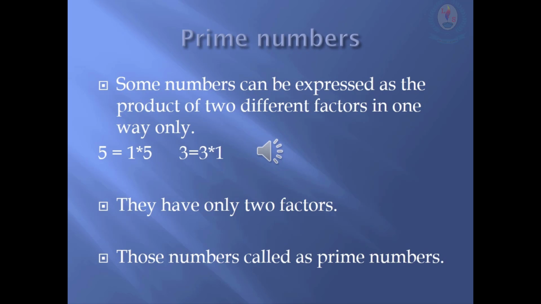We are going to identify prime numbers. Some numbers can be expressed as the product of two different factors in one way only. As an example, 5 we can express as 1 times 5 as well as 5 times 1. They have only two factors. Those numbers are called prime numbers.